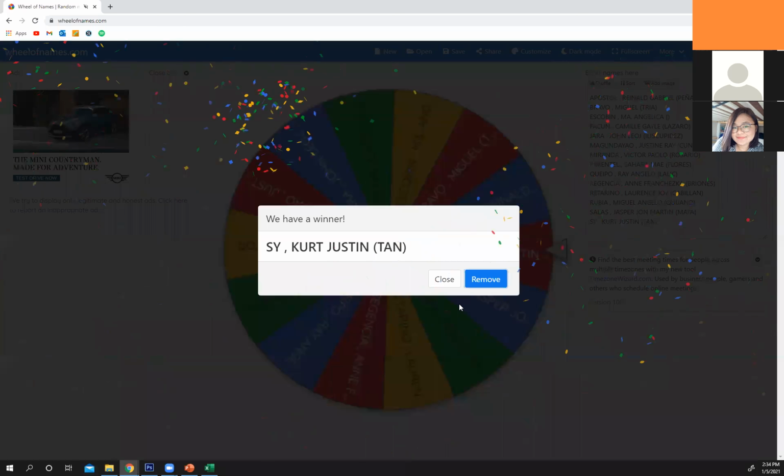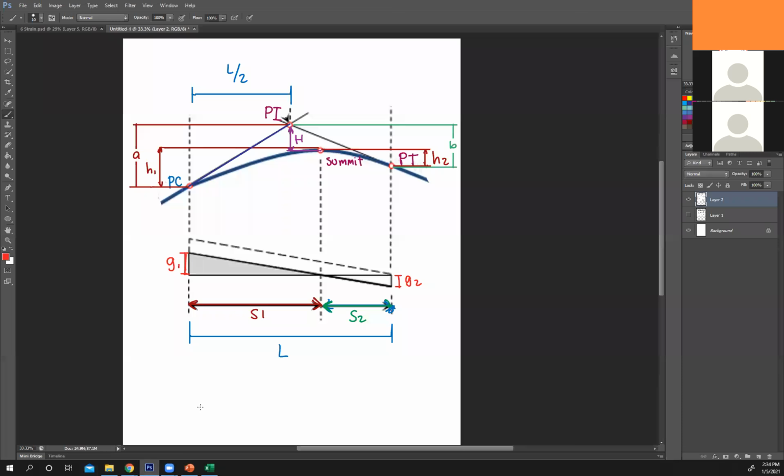Kurt Justin. Hello po. Okay. Kurt, what is this line? What do you call that? G2 po. No, the actual line itself. Forward tangent. Correct, forward tangent.